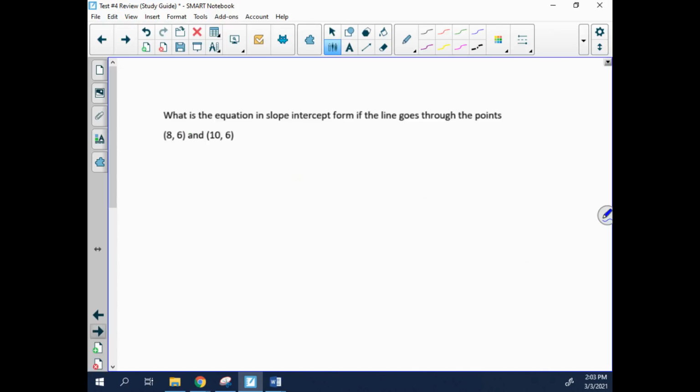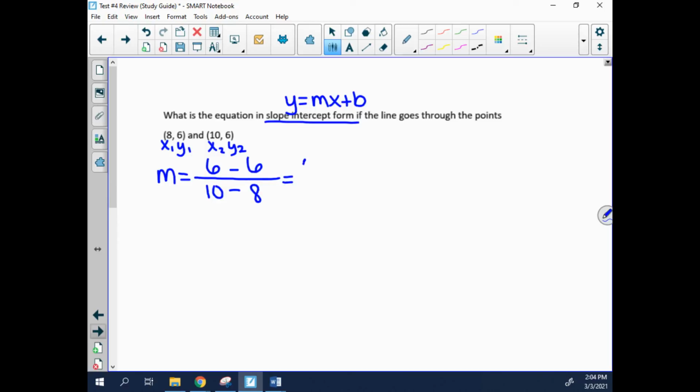We have one more problem to do. What is the equation in slope-intercept form if the line goes through the points (8, 6) and (10, 6)? So we want the equation in slope-intercept form, y equals mx plus b. First thing we're going to do, we're going to label our pieces, x1, y1, x2, y2. We're going to find our slope. Y2 is 6, y1 is 6, x2 is 10, x1 is 8. 6 minus 6 is 0, 10 minus 8 is 2.